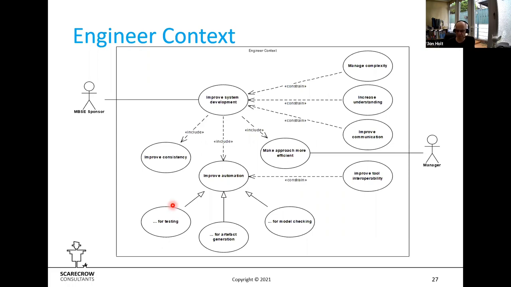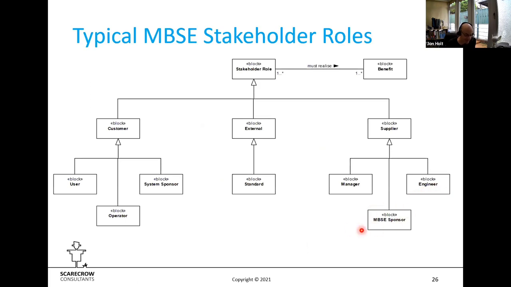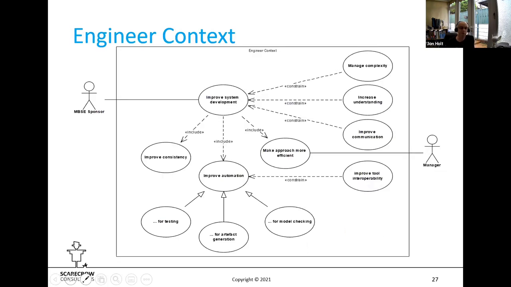I'm not going to show you all of them. I'll show you one more. So we've seen the engineer. I'm going to show the MBSE sponsor. And the first thing we'll notice is they look very, very different, because the need from the point of view of the MBSE sponsor, the internal stakeholder within the organization that's responsible for promoting and ultimately paying for the MBSE deployment, they have a different set of needs.